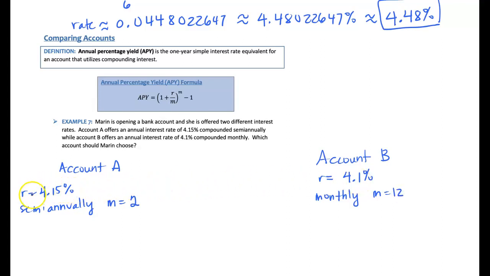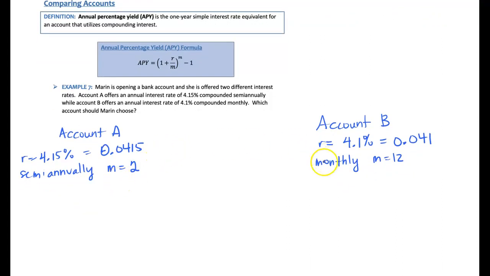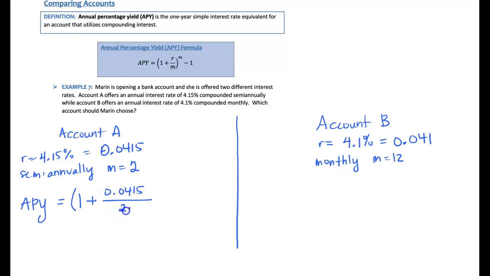Okay, I'm going to go ahead and convert each of those rates to a decimal. So 4.15% would be 0.0415, and the decimal for 4.1% would be 0.041. Let's use our annual percentage yield so that we can have a comparison between these 2 different accounts. So our annual percentage yield is 1 plus that rate, which in this case on account A is 0.0415, divided by m, semi-annually is a 2, to the exponent of m, also a 2, and then minus 1.